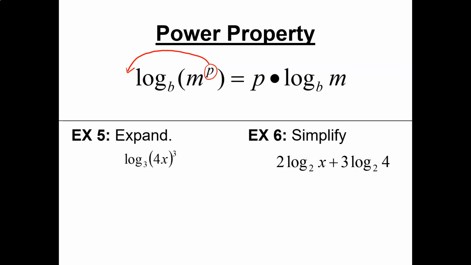So if I look at example 5, I have this power right here. I could pull it out front as a coefficient. So that would be 3 log base 3 of 4x. I could expand that further because I've got the 4 times x there.